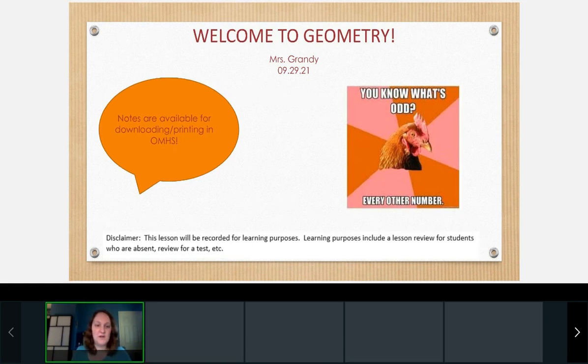Okay, so today we are covering Unit 2, Day 2 notes. You should have done a playposit on Monday, and it talked about conjectures and counterexamples. We are going to continue with that today with a little bit more, going into some sentences and some logic.